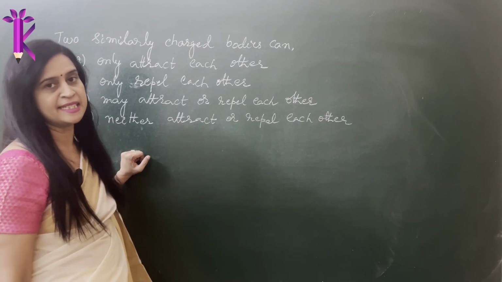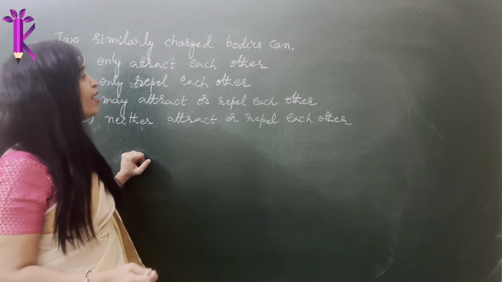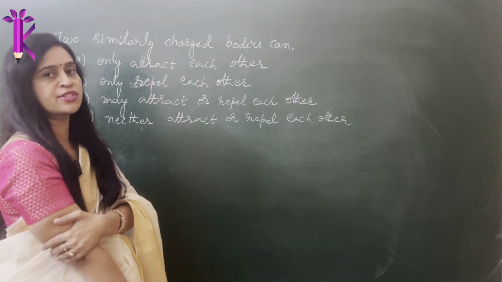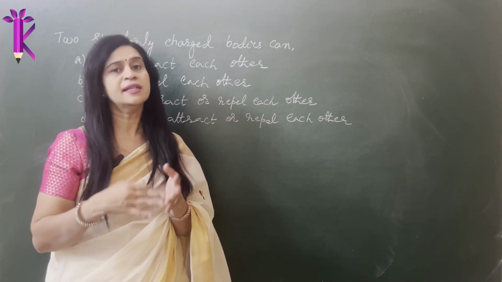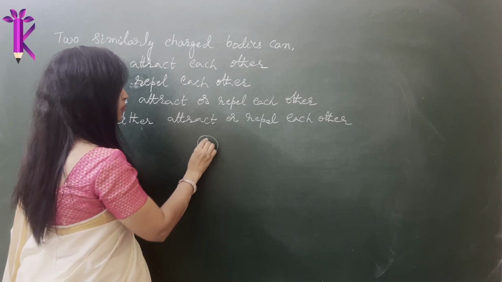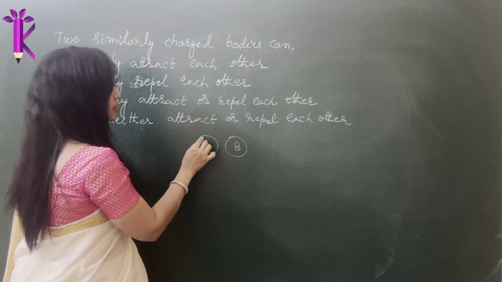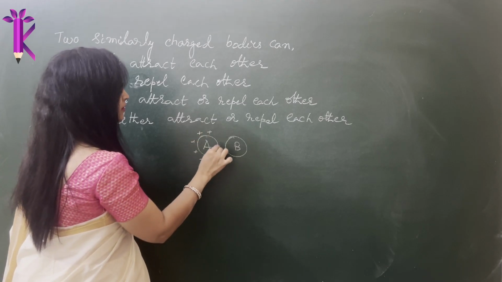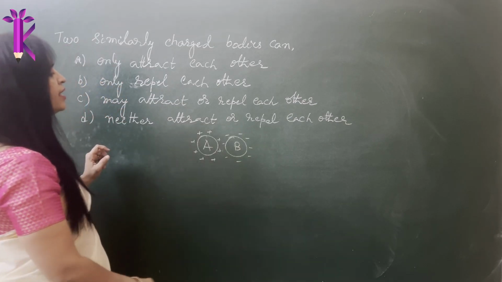Well, this is a very, very interesting conceptual numerical. The answer may seem very obvious, but it is not, trust me. So two similarly charged bodies. What do you mean by two similarly charged bodies? You have 2 point charges which are either both positively charged or both negatively charged. So there is the same charge on both the bodies. Let's take a point charge A and a point charge B. They're both positively charged, let's say, or both negatively charged. They're similarly charged.